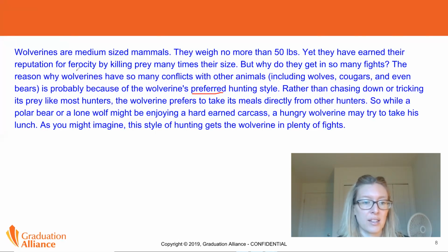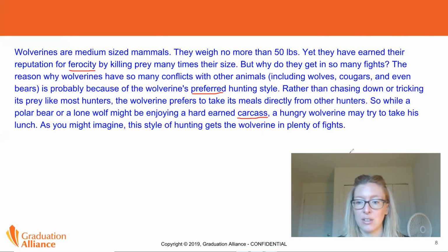And how about ferocity? Ferocity just means fierce. So they're fierce because they're killing prey many times their size. Yeah, that would be pretty fierce. Carcass. So a carcass means a dead body, so something that has been killed. Typically, in this case, it looks like it would have been prey, so something that they would be eating.